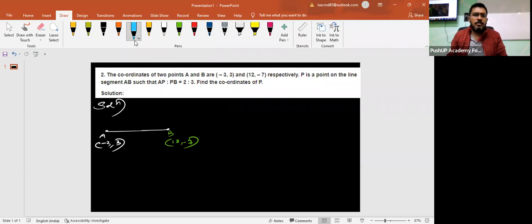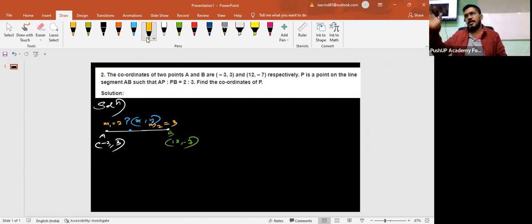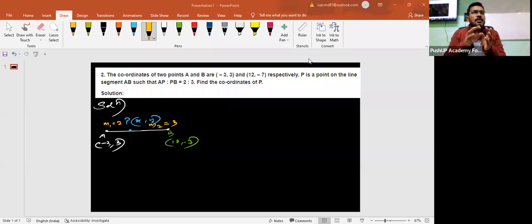So let me assume the point which they are talking about, P, is over here. We don't know what the x and y coordinates of point P are. So, as usual, we will assume the coordinates as (x, y). Now, in what ratio is point P dividing line segment AB? In the ratio 2 is to 3. So let me assume m1 is equal to 2 and m2 is equal to 3. They are asking us to find the coordinates of P.